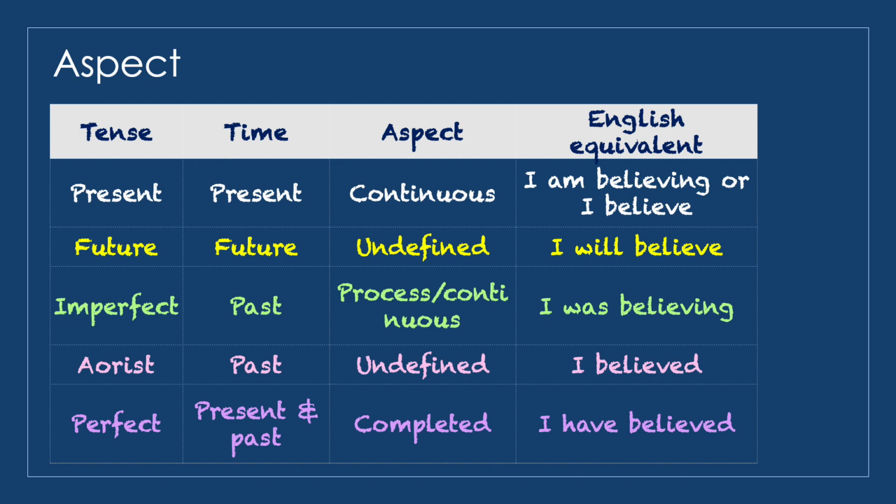So we regard this one as undefined in its aspect because it doesn't tell us the results of the verb action. It just tells us the verb action. Whereas the perfect tells us about the completion. So the aspect is that it is completed.